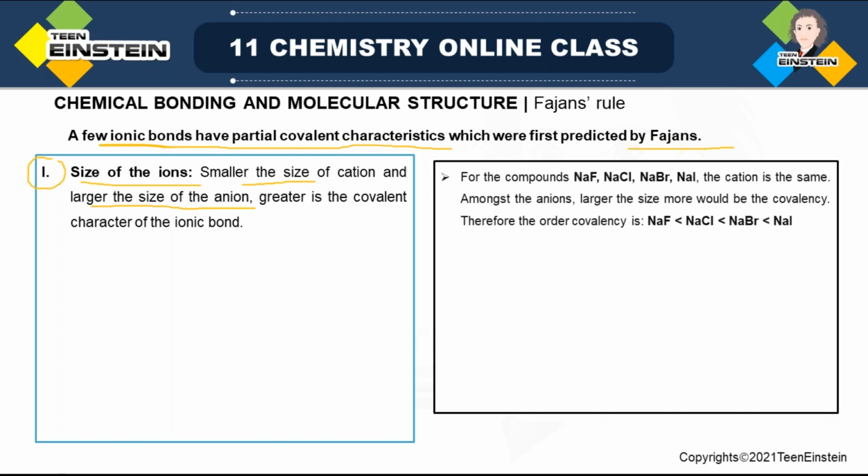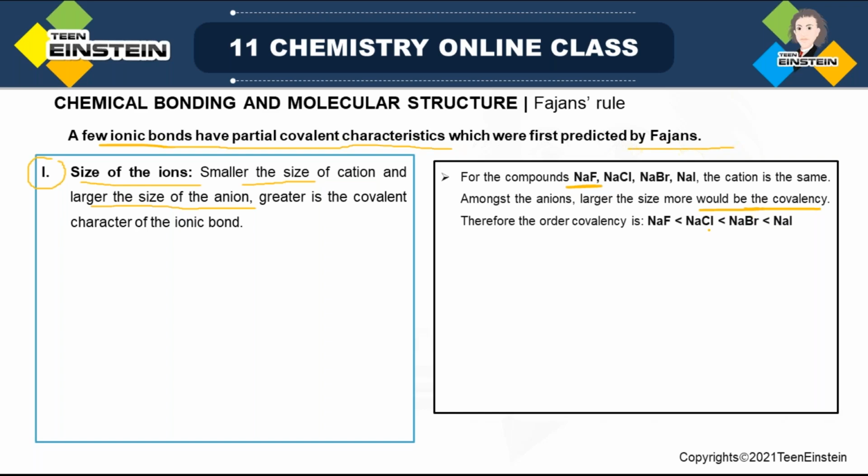So here we can see an example. We have taken some compounds: sodium fluoride, then sodium chloride, and so on. All have the same cation. You are just changing the anionic part, from F minus to Cl minus to Br minus to I minus. Now the cation is the same, so you have nothing to do with the cation. You just have to focus on the anion. The larger the size, the more the covalency. Therefore, the order of covalency will be like this, because according to this rule, the higher the size of the anion, the better the polarization phenomena.